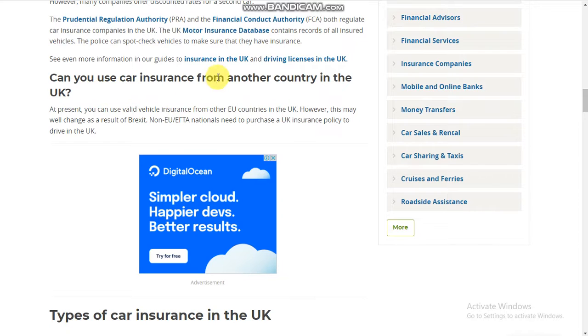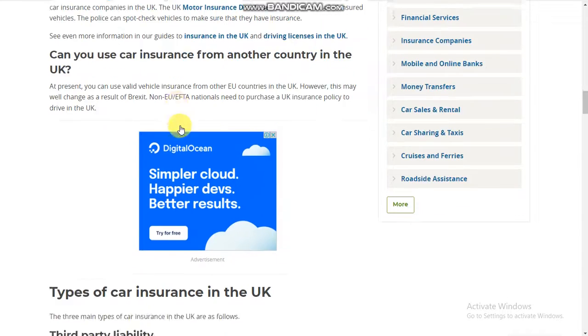Can you use car insurance from another country in the UK? At present, you can use valid vehicle insurance from other EU countries in the UK. However, this may well change as a result of Brexit. Non-EU or EFTA nationals need to purchase a UK insurance policy to drive in the UK.